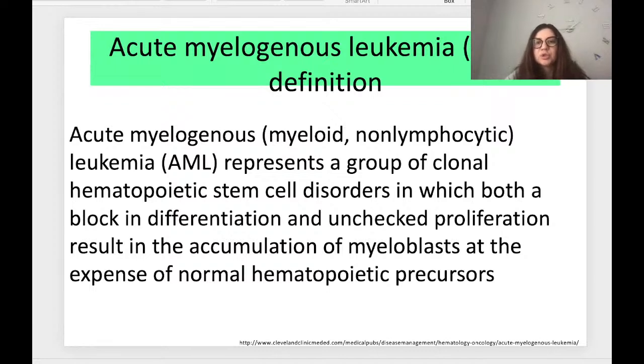Acute myelogenous leukemia. Let's give definition. Acute myelogenous leukemia, or myeloid or non-lymphocytic, represents a group of clonal hematopoietic stem cell disorders in which both block in differentiation and unchecked proliferation result in the accumulation of myeloblasts at the expense of normal hematopoietic precursors.